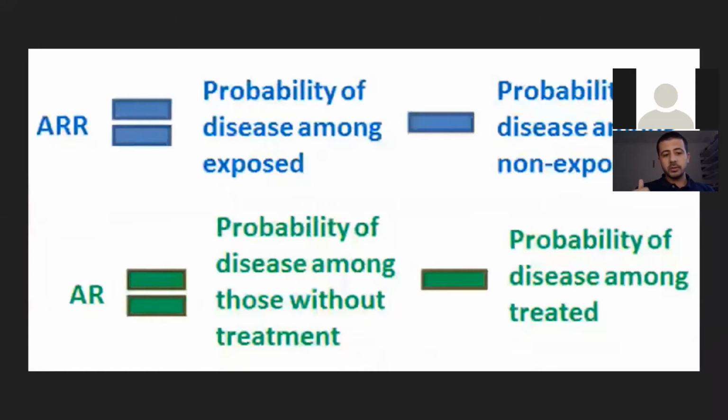For attributable risk and absolute risk reduction, we put a probability minus another probability. And if the outcome is positive, then this is absolute risk reduction. My intervention saves people. If the exposure is harmful, then it is attributable risk, and the outcome is negative.